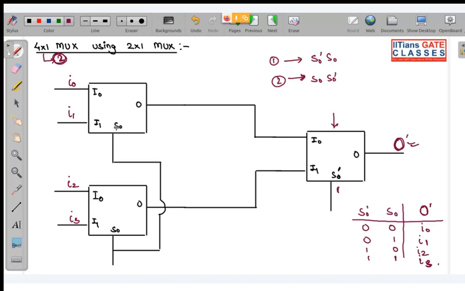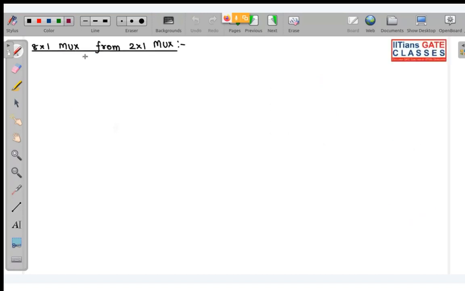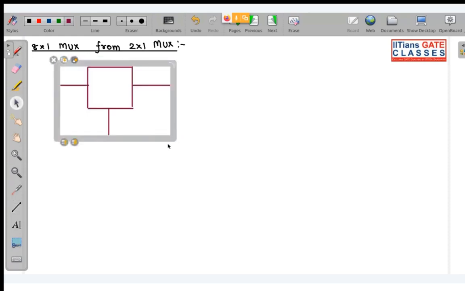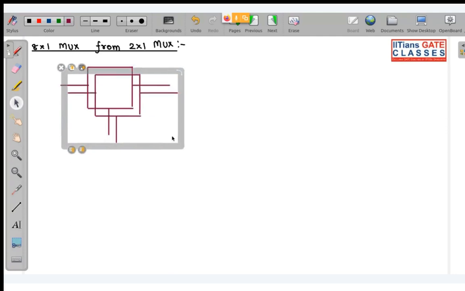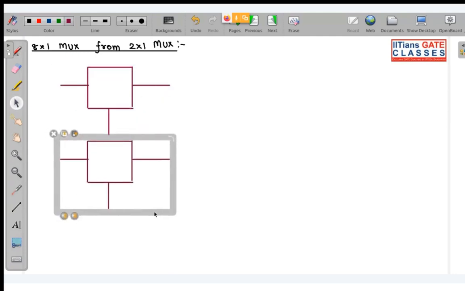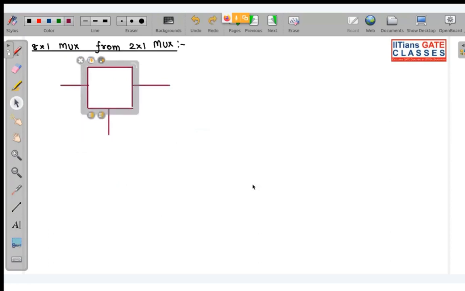Is this clear? So I want you to design an 8 cross 1 mux using 2 cross 1 muxes. This will not be asked in examination, but still you can do it. I will be doing it in a shortcut way. If I want to design an 8 cross 1 mux, it has 8 inputs.